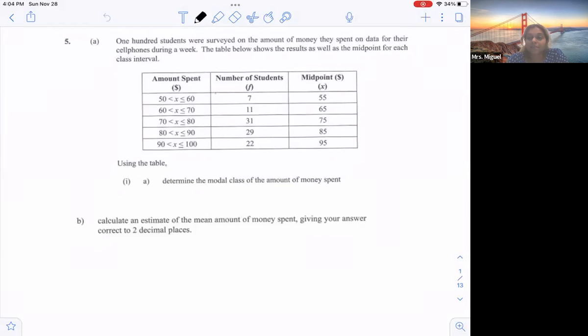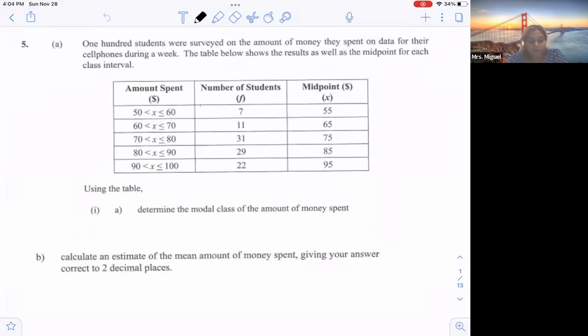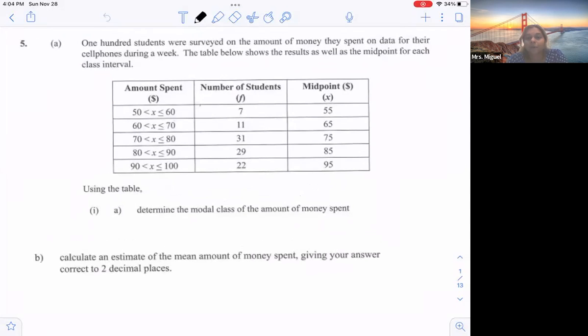The question reads, 100 students are surveyed on the amount of money they spent on data for cell phones during a week. The table below shows the results as well as the midpoint for each class interval. So question 5 is normally the statistics question. It is a question where students can get some marks, and as I mentioned to you all on many occasions, we are attempting to get at least 5 marks in each question, right?